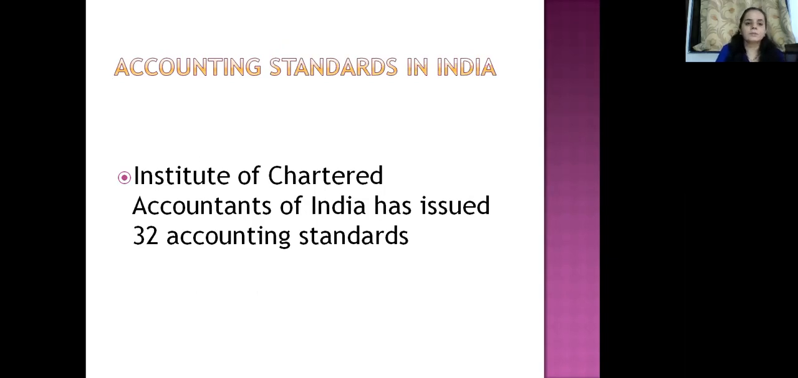Now, lastly we will see the accounting standards in India. In India, there are 32 accounting standards, out of which accounting standards 1 to 29 are mandatory in India, whereas accounting standards 30 to 32 are non-mandatory in India.